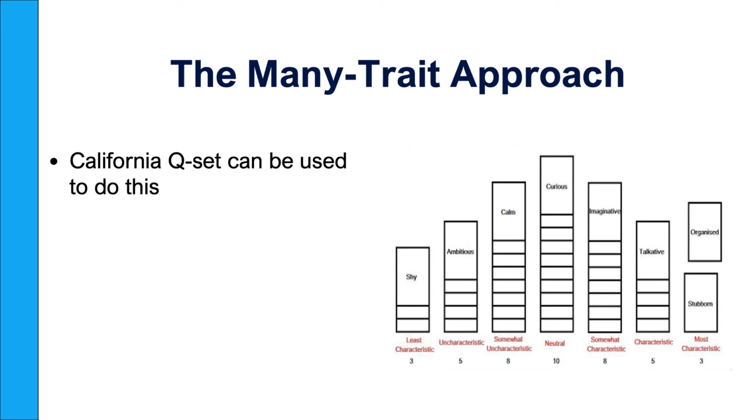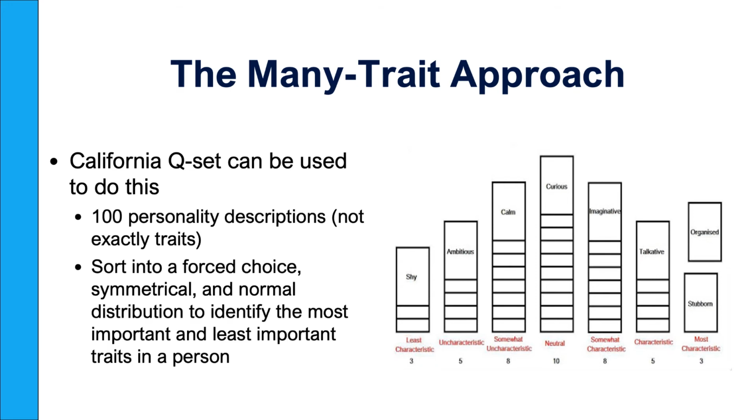And then all the other cards have to be sorted in this organization from most characteristic to least characteristic, within the constraints of the number of cards for each column. For example, there can only be 10 cards for the neutral column. So it gives you a picture of a person's personality based on 100 personality characteristics or descriptors.